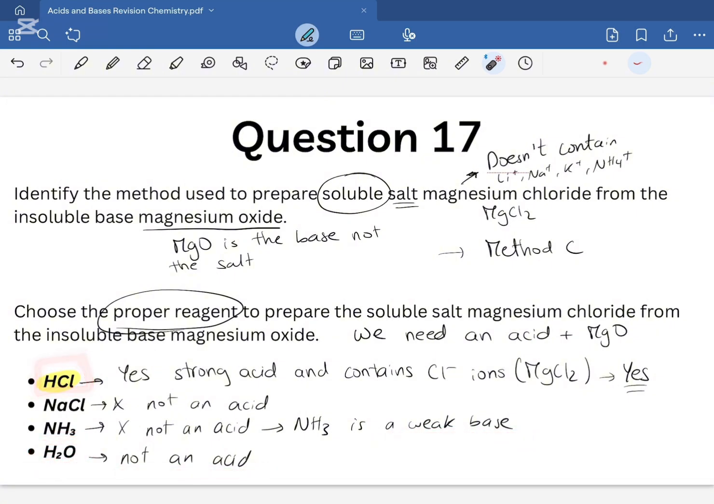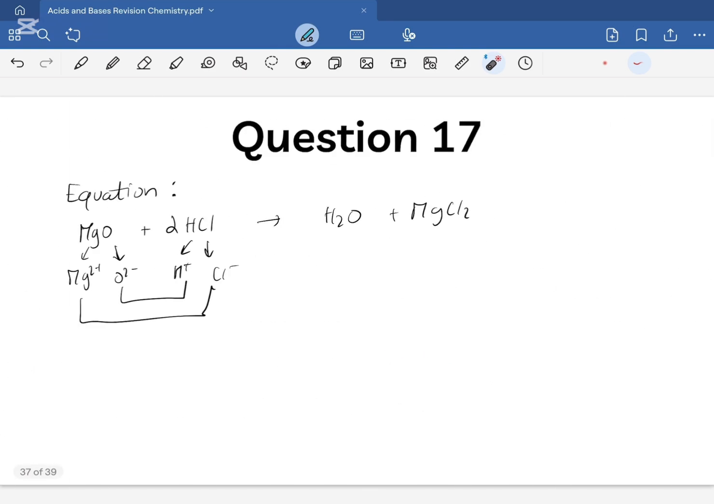Now HCl is a strong acid, and it contains the Cl− ions, as they said that the salt they wanted to be formed is the MgCl2. So HCl is the correct option, as it's an acid and it contains the Cl− ions, which will form the MgCl2. And the equation will be magnesium oxide reacting with HCl. Now the other ions combine, so it's going to give the MgCl2, and these two will give the water, and we need to balance and put 2 over here as a coefficient.